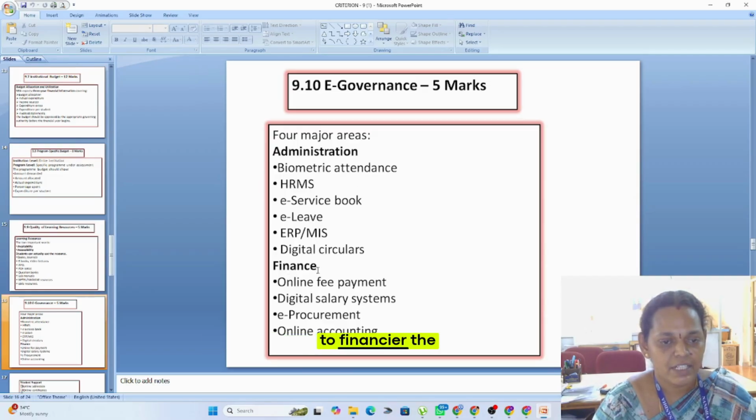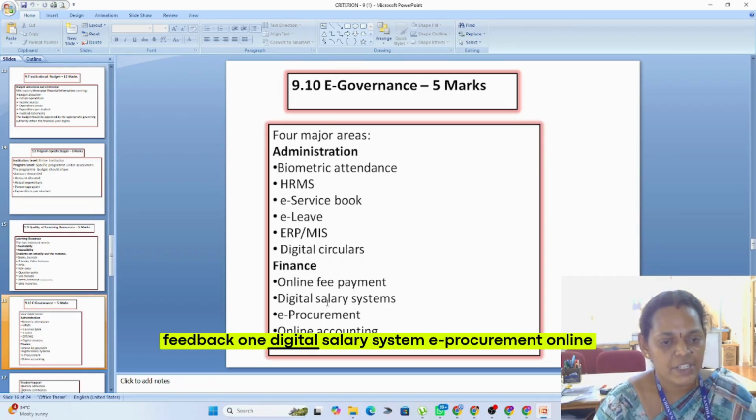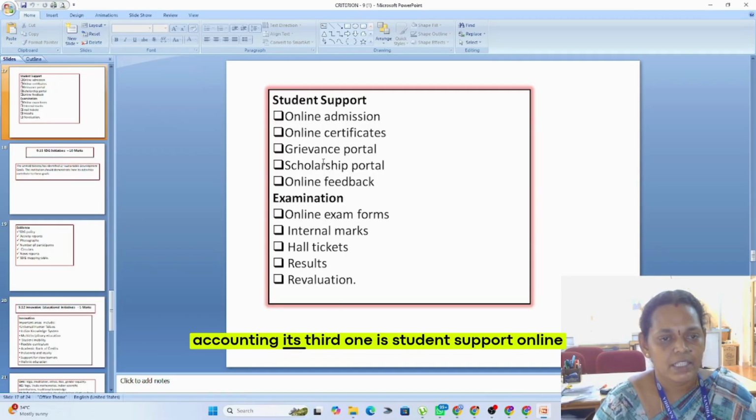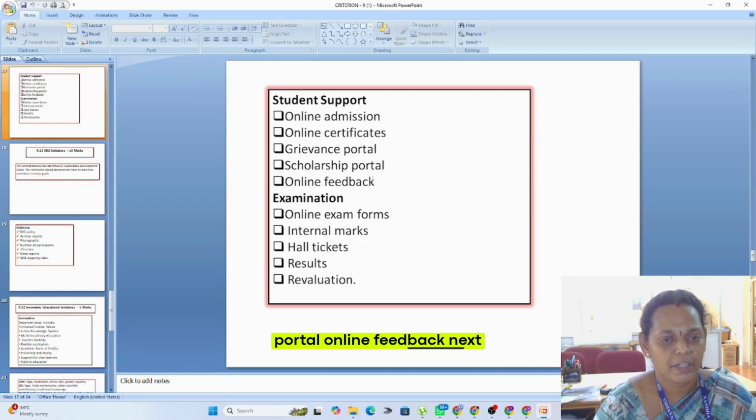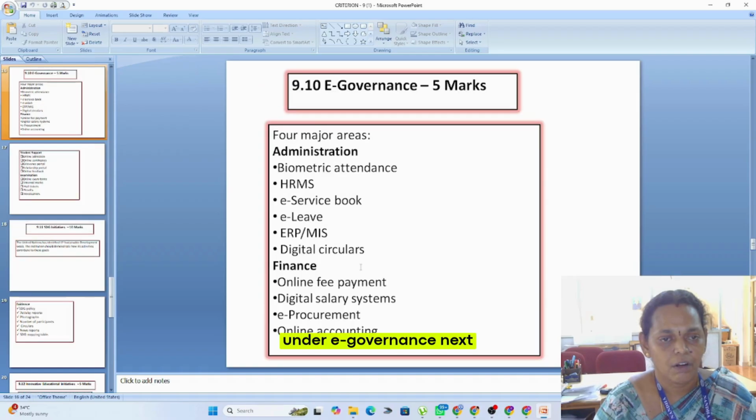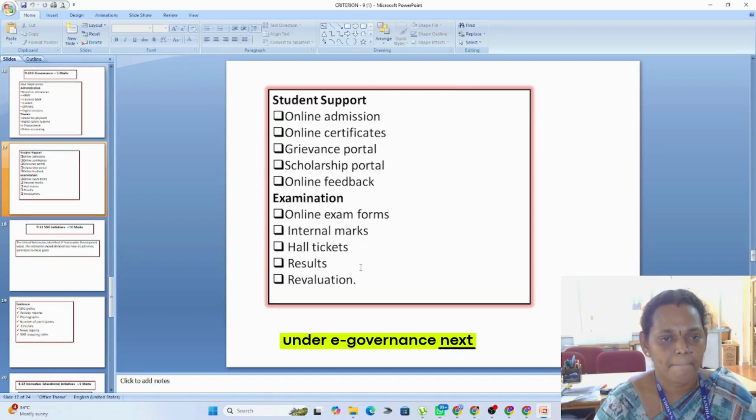Next, financial. The first one is online fee payment, digital salary system, e-procurement, online accounting. Next, third one is student support: online admission, online certificates, grievance portal, scholarship portal, online feedback. Next, examination level: conduct online exam forms, internal marks, hall tickets, results, revaluation, all under e-governance.